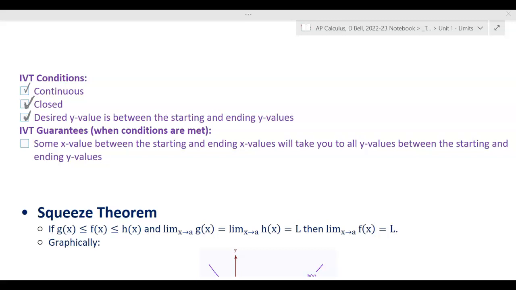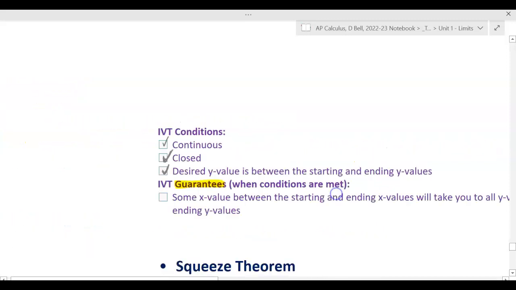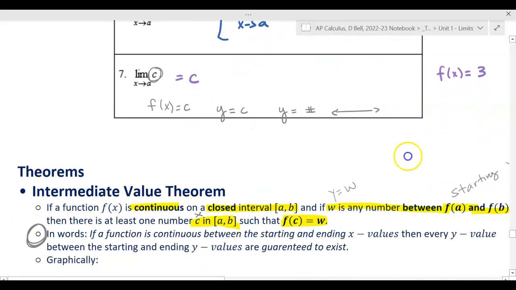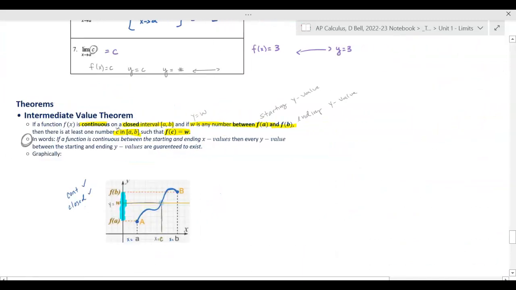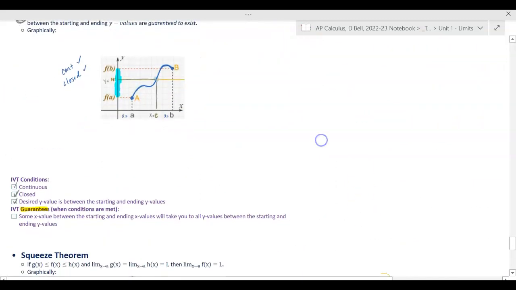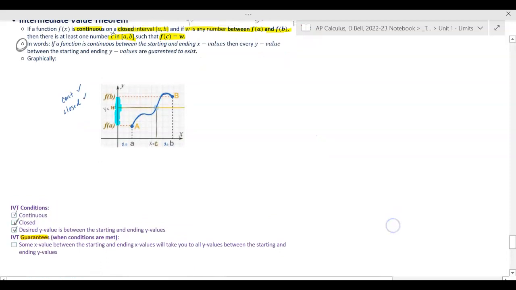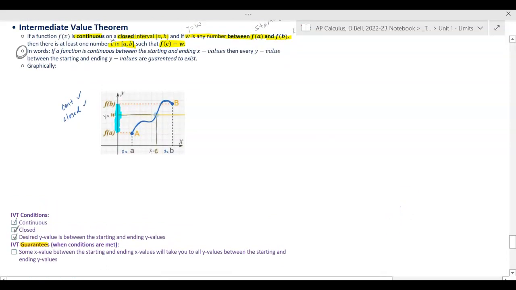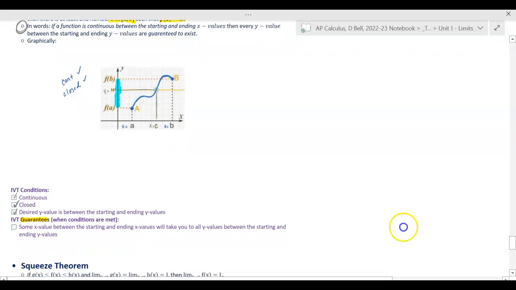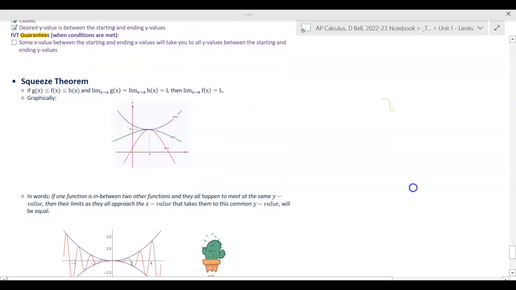So when the conditions are met, the intermediate value theorem guarantees some x value between the starting and ending x values will take you to all y values between the starting and ending y values. So read through that a few more times to get the language in your head, and then when you do the practice, hopefully it will make more sense.